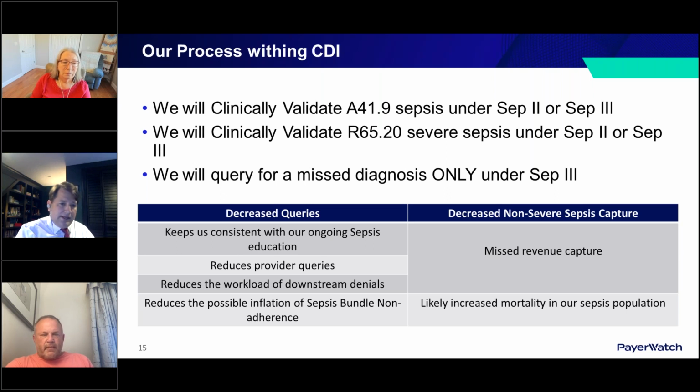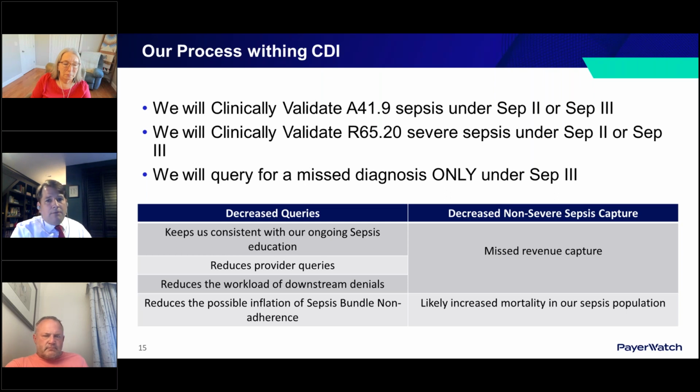What we will be doing is sending that query if we see support for sepsis with organ dysfunction, but we're not sending queries to try to find and get that diagnosis for non-severe sepsis. That certainly has decreased our queries, and decreasing queries keeps us consistent with our ongoing sepsis education. It also just reduces that query fatigue from our providers. It's reducing the workload of downstream denials. It's also reducing the possible inflation of our sepsis bundle non-adherence.